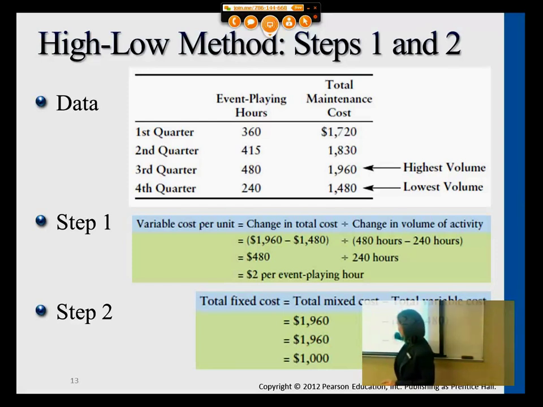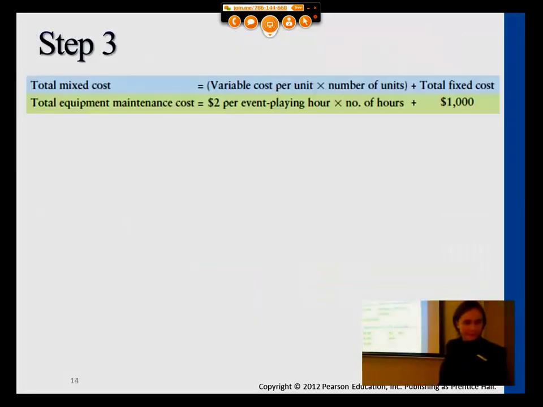You get 1,830 here, and then 2 multiplied by 415. So 830 here. 1,830 here minus 830 here. I again got 1,000. Okay, so it does not matter which row you're using. Okay, so let's look at our third step.